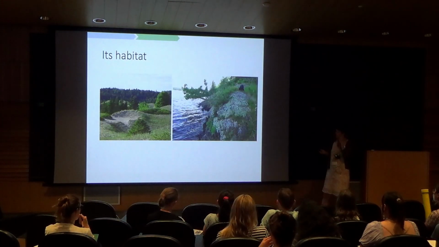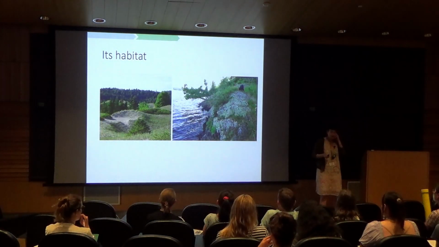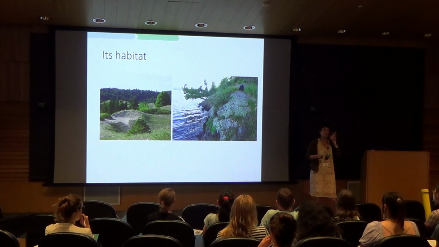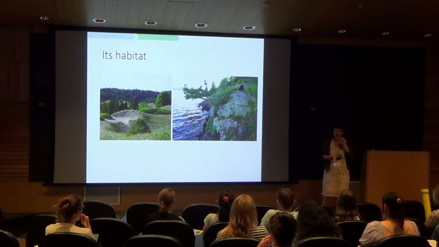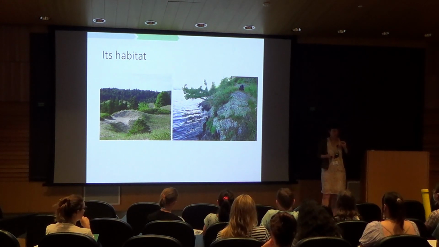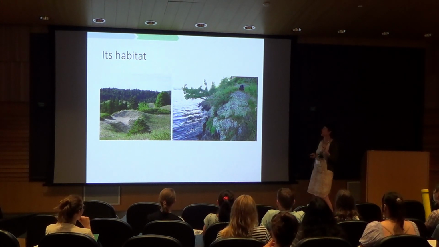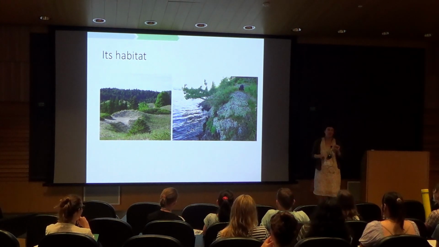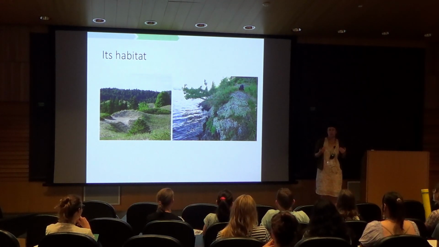That's the distribution. Then the habitat. So I said sand, rock cress. It all depends on where you find the species. You either find it on sand, then it's the sand cress, or you find it on rock, it's the rock cress. It likes disturbance.